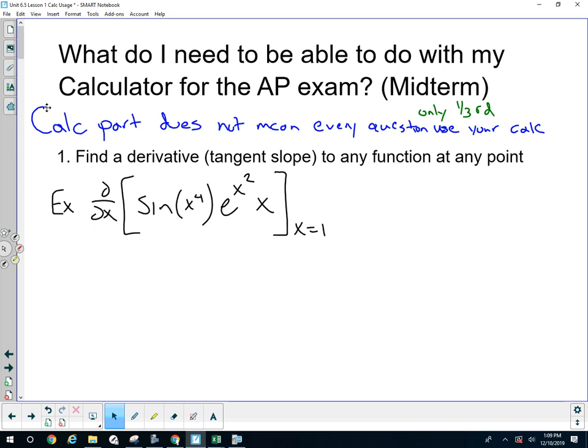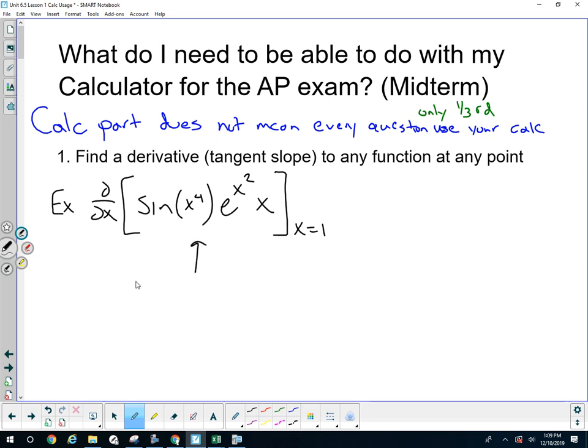And there really are 3 things, maybe 3.5, 4 things that you need to be able to do using your calculator. Okay, so we're taking notes. Ready? Go to your notes packet. First thing, you need to be able to find a tangent slope to a point at any location. Example, take a derivative of this function.